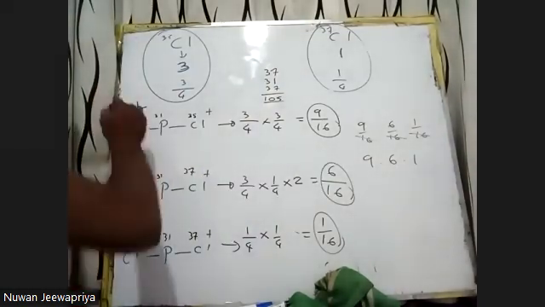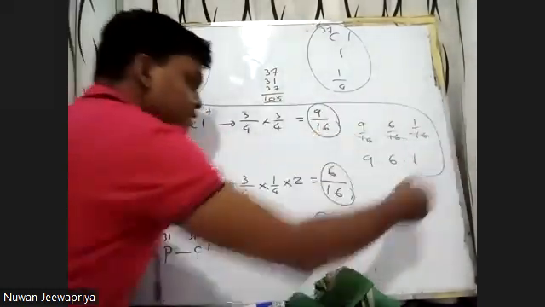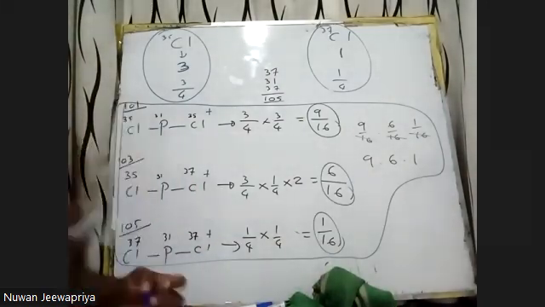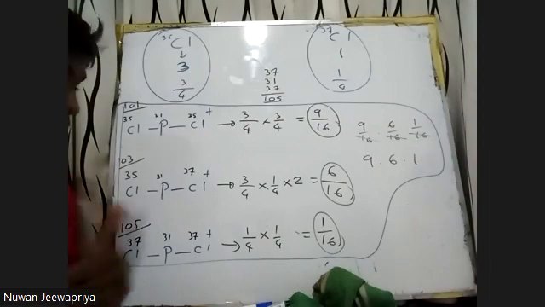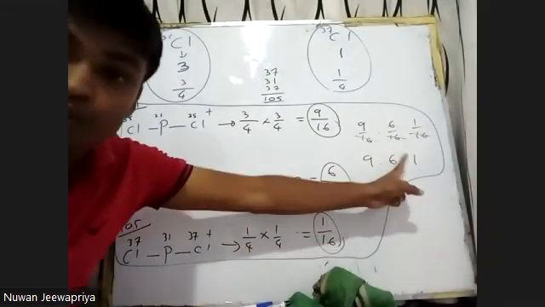So now in my answer, I will write all these things, and I will say why this 9 is to 6 is to 1 comes.